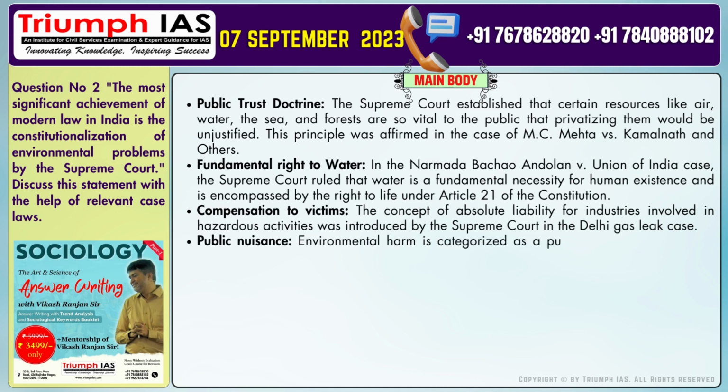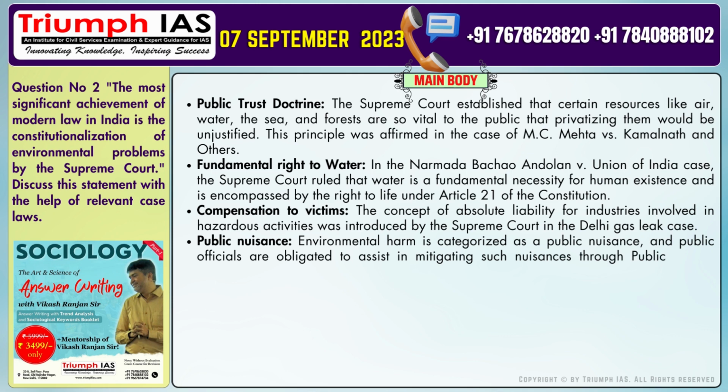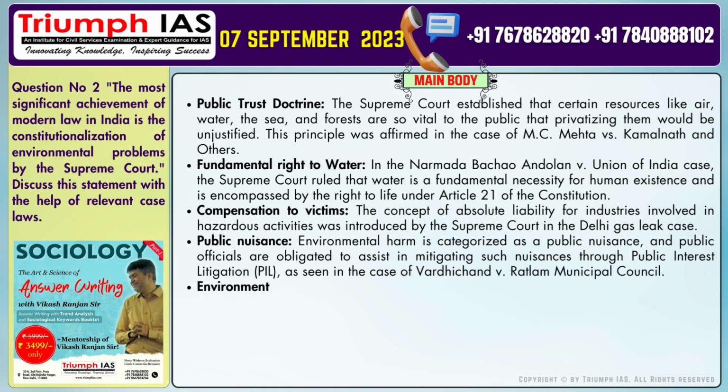Number 14. Public nuisance. Environmental harm is categorized as a public nuisance, and public officials are obligated to assist in mitigating such nuisances through public interest litigation, PIL, as seen in the case of Vardhichand v. Ratlam Municipal Council.